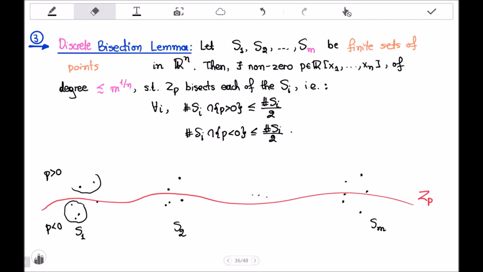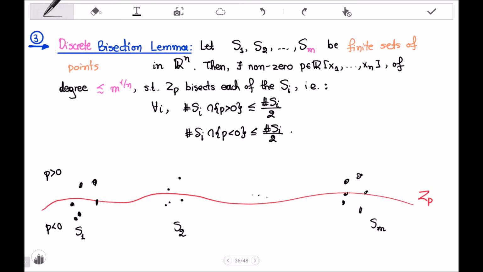The point is, this is what you get if you try to upgrade the previous continuous bisection to discrete bisection, because the way you do it is you just thicken your points just slightly so that they become little balls, and suddenly your sets are sets of finite and positive volume, and you can bisect all of them with a polynomial. And then you just start reducing the radius, and you do a limiting argument, where eventually this is the kind of discrete bisection you get.